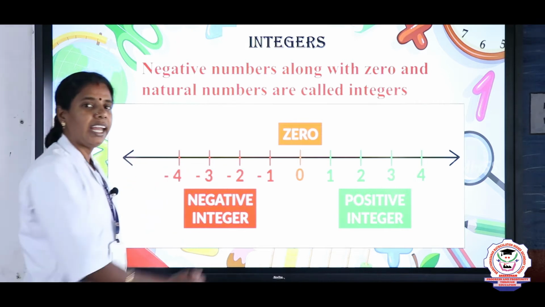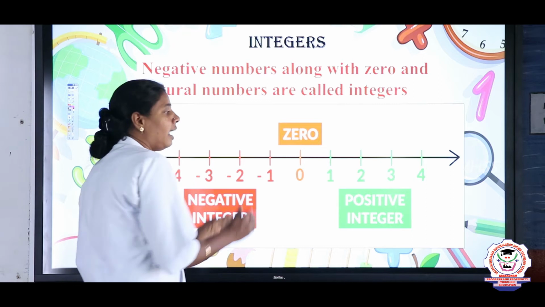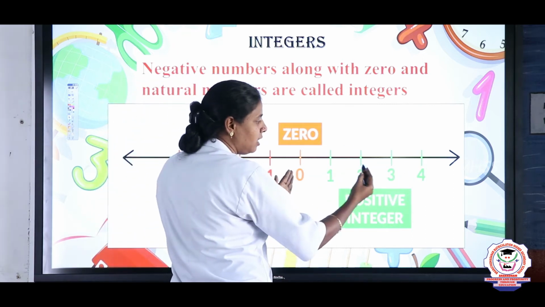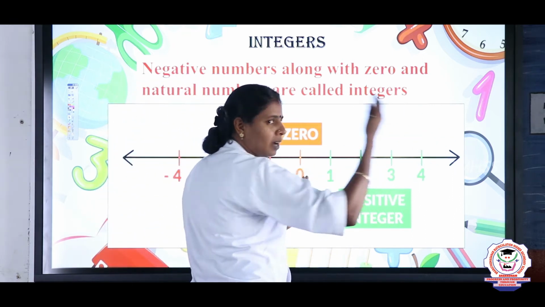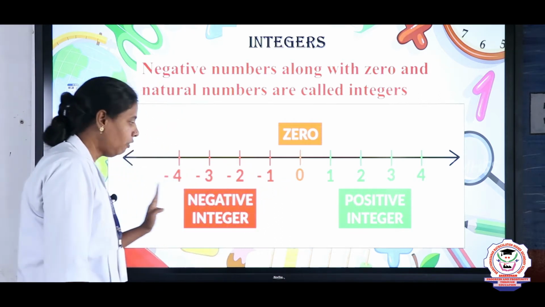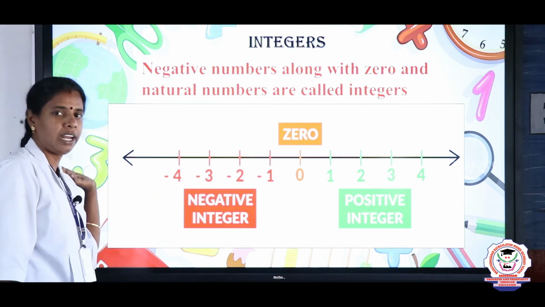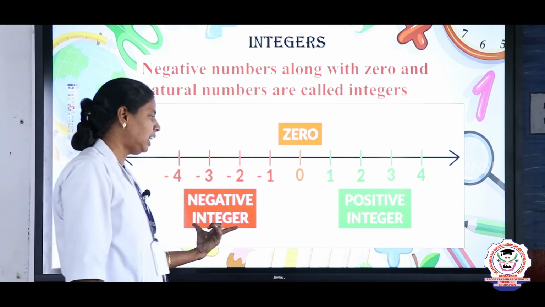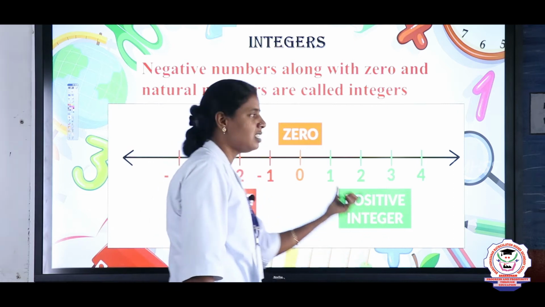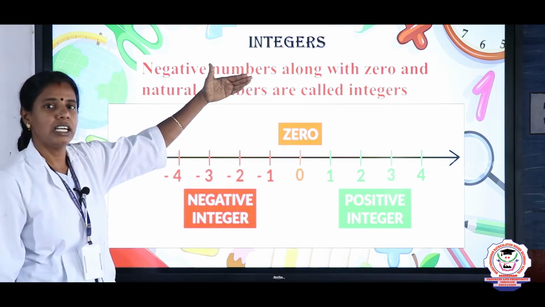See how to draw the integers on the number line, as given here. We need to draw a straight line. At the middle it will be 0. Right side of 0, it is 1, 2, 3. All the positive numbers we need to arrange. And left side of 0, all the negative numbers, minus 1, minus 2, minus 3, minus 4, we need to arrange, right? So negative integers, positive integers along with 0, this set of numbers is called integers.